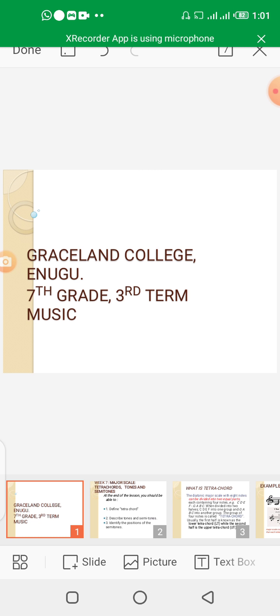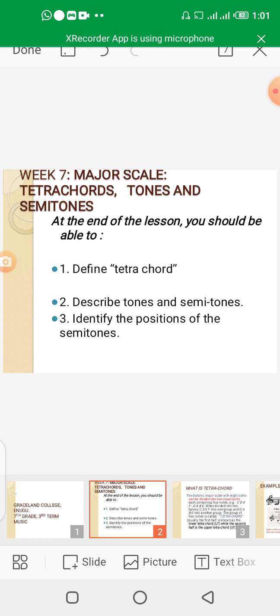How was last week? How was the quiz? Hope you passed. Hope you've been able to do your revision. Please, if you think you've not passed properly, do your revision, then prepare for the next. Now, without wasting our time, let's go into the topic for the day.